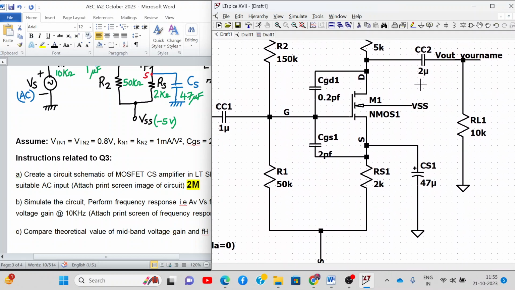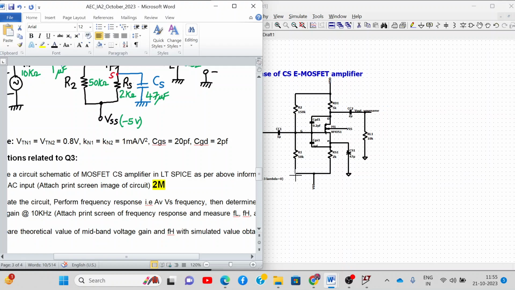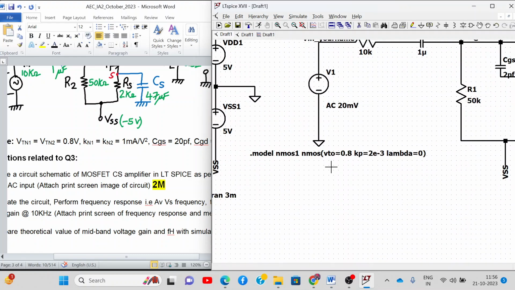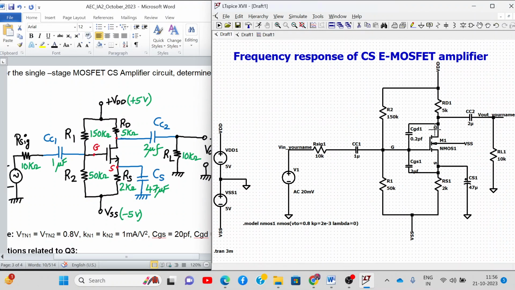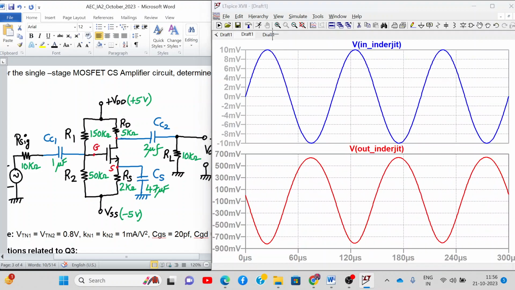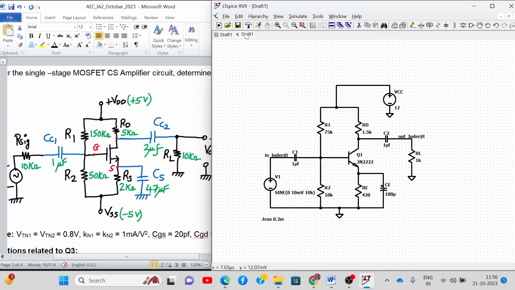Alright, rest everything is similar to what we have done before, but only these differences are there. KN1 and KN2 is 1 milliampere per volt. So here in the dot model you will write it as KP, and that will be 2 millivolt. So 2E minus 3. VTO will be 0.8, and lambda, well, if you don't give, it will be 0. By default it will be 0. And supply voltage is plus minus 5, like this. Okay. So this circuit I'm not making, I've already made it and kept it ready. So now I'll tell you how to simulate this. Let me close this thing. Alright. Oh, what I did was I closed the earlier turn.